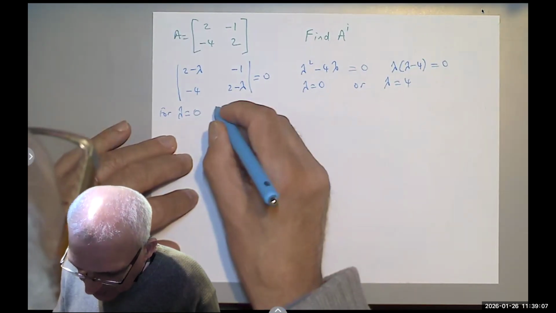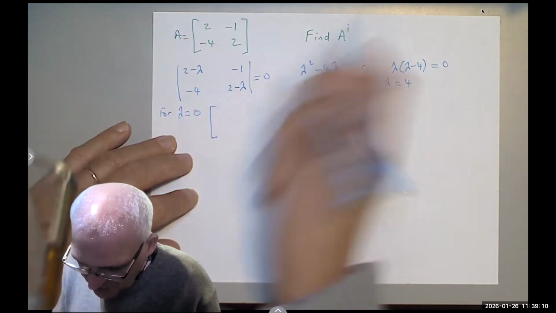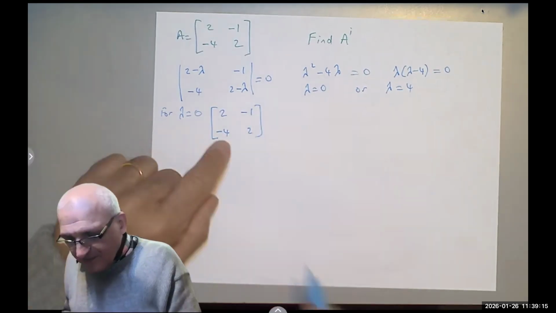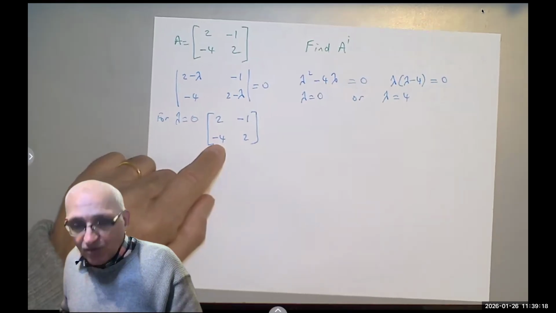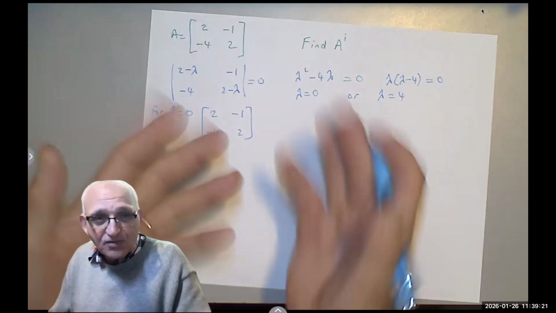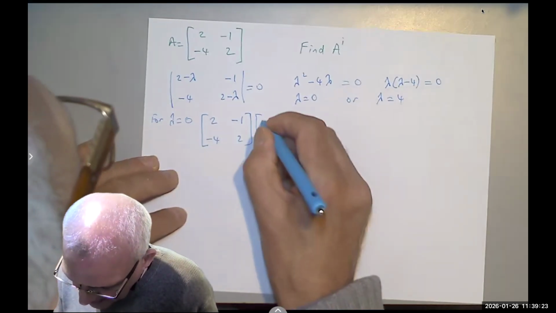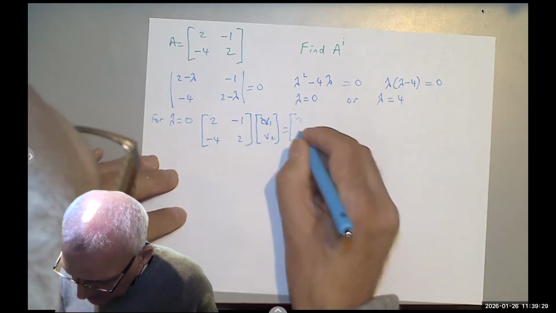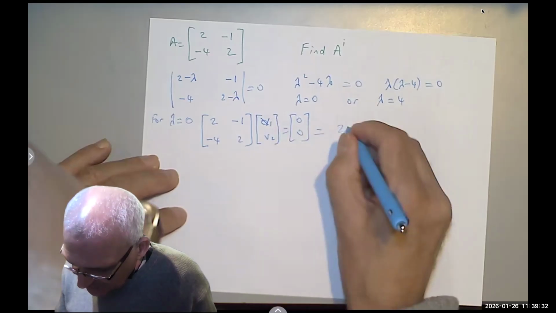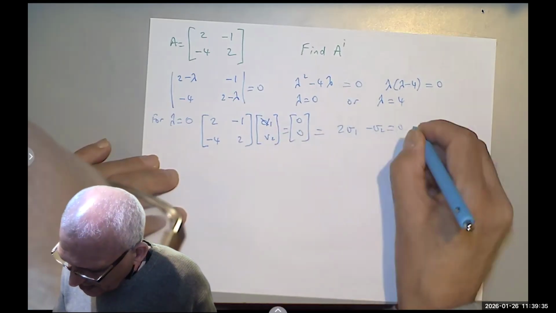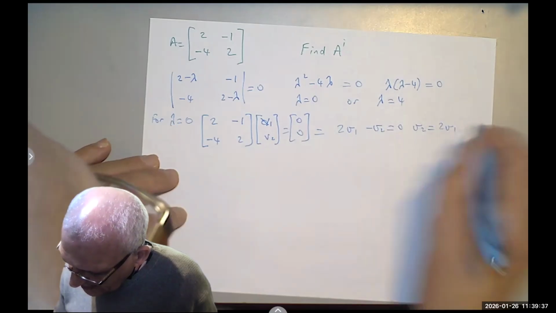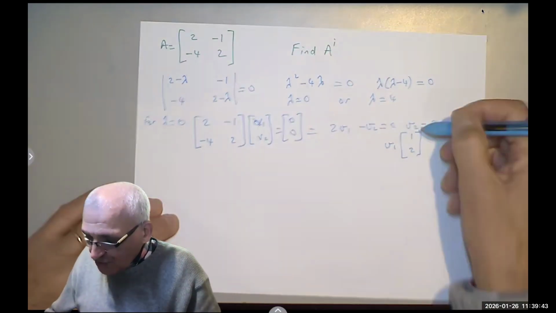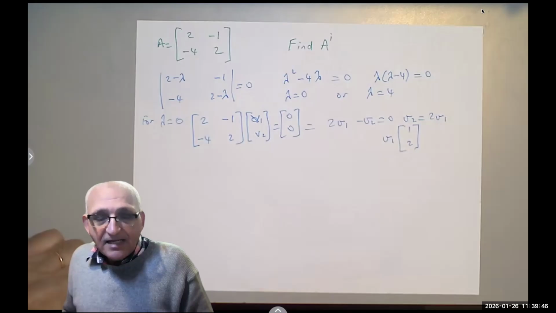For lambda equals 0, the first eigenvalue, you will have, of course, when you subtract 0, you still get 2, -1, and -4, 2. Notice that if you multiply the top by -2, you get, or if you divide the bottom by -2, you get the top. So these equations are dependent on each other. So if I say V1, V2 equals 0, 0, I get 2 V1 minus V2 equals 0, meaning V2 equals 2 V1. So I can write it as V1 times 1, 2, right? So 1, 2 is the eigenvector.